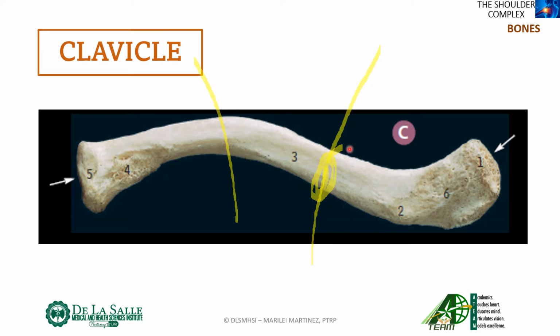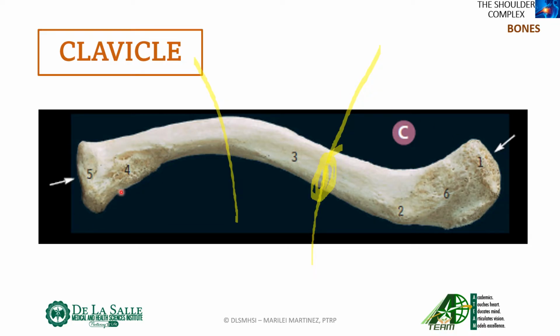We cannot say that this is the anterior surface of the clavicle, because if you compare the concave surface of this side of the clavicle, it is 2/3 of the clavicle. And as to the convex area, it is just 1/3 of the clavicle. So this is the posterior area of the clavicle, and this is the anterior area of the clavicle.